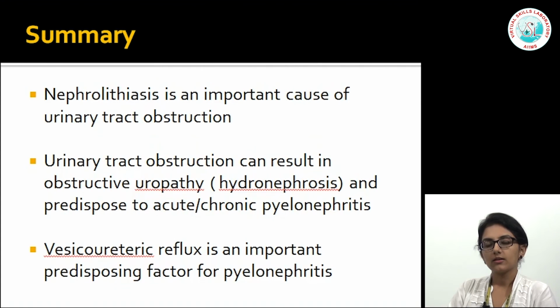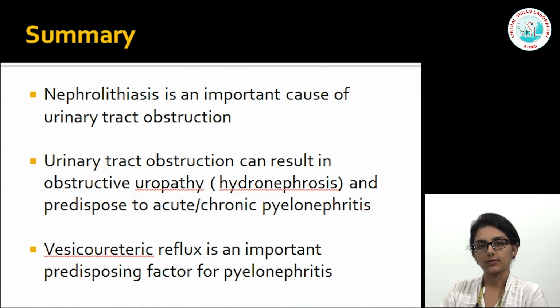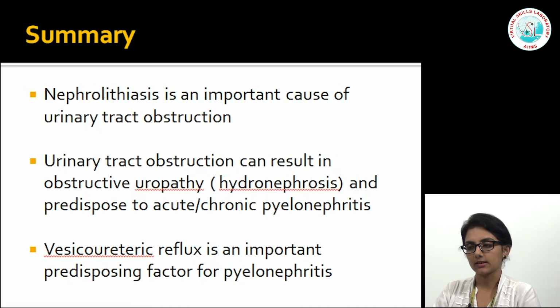So to summarize, nephrolithiasis is an important cause of urinary tract obstruction and we've seen that in detail. And this urinary tract obstruction can result in an obstructive uropathy or hydronephrosis and predispose to an acute or chronic pyelonephritis. And another important predisposing condition for pyelonephritis that we should keep in mind is the vesicoureteric reflux.